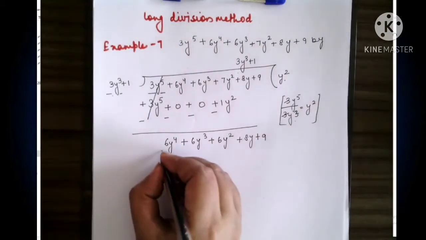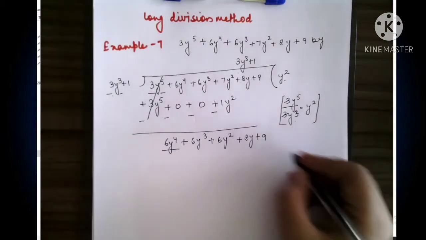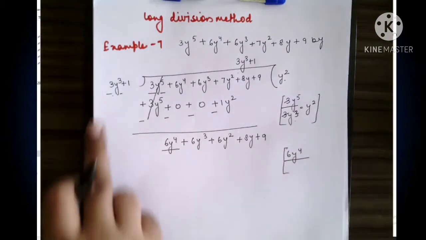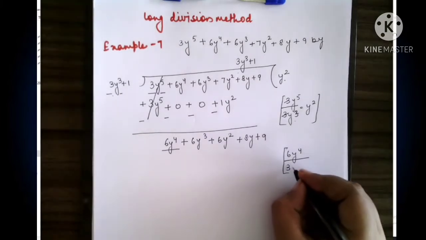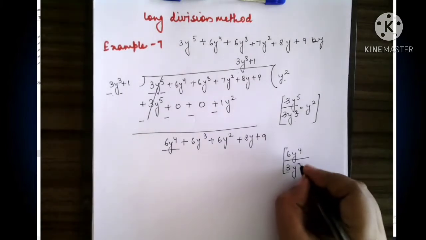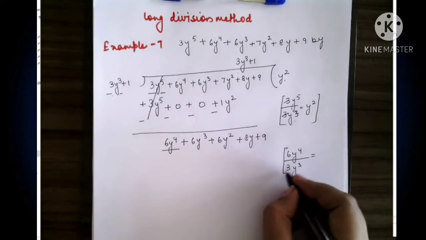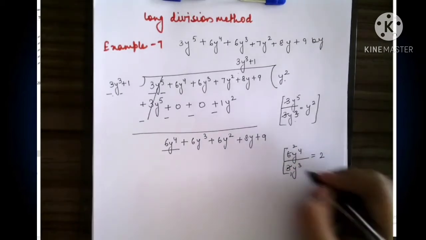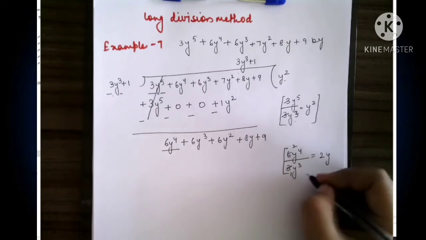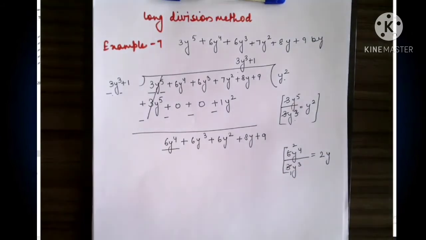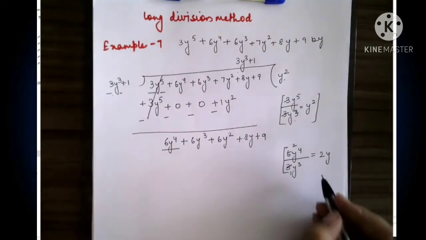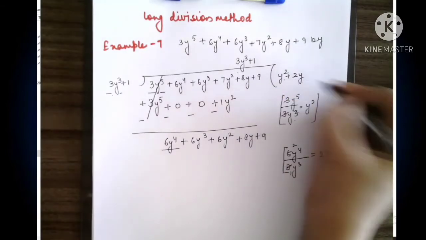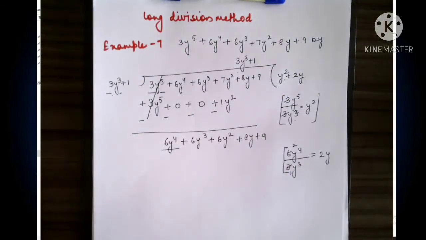Very first, underline the first term. Okay. First term is 6y raised to the power 4 whole divided by the first term of the divisor. What we get? 3 ones are 3, 3 twos are 6, it is 2. Y raised to the power 4 and y cube, it is y. That is 4 minus 3, we get it as a 1. So it is 2y. This is the second term of your quotient. It is plus 2y.